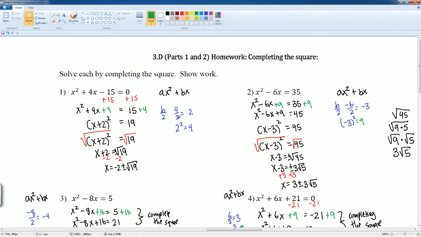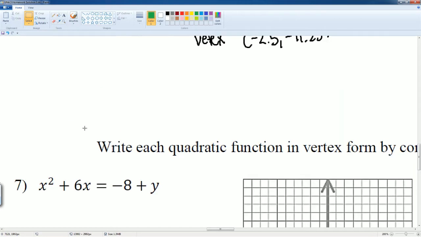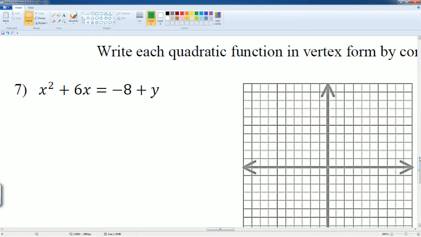This is on 3D, completing the square. Here we're doing the last part, number 7, number 8. You're going to write each quadratic function in vertex form by completing the square, then graph it and identify the vertex. Here's the first one.